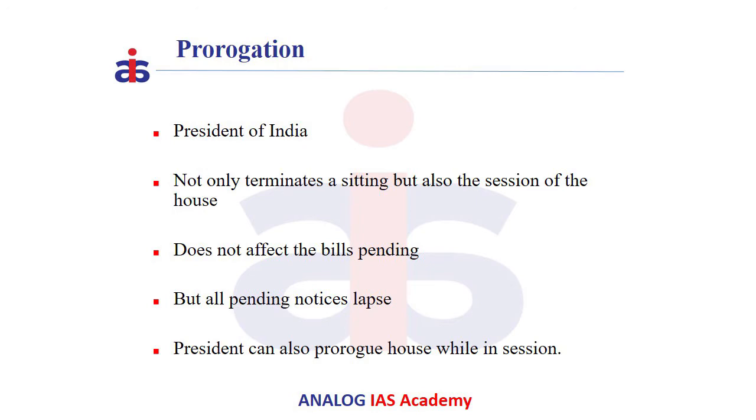Prorogation does not affect the bills or any other business pending before the house. However, all the pending notices other than those of introducing bills lapse on prorogation and fresh notices have to be given for the next session. Also, the difference in Indian system and British system is, in Britain, prorogation brings to an end all the bills or any other business pending before the house.